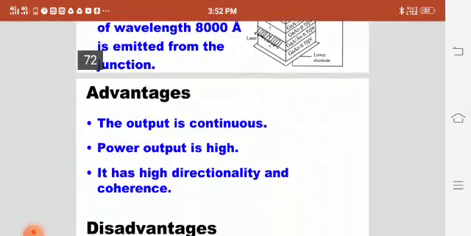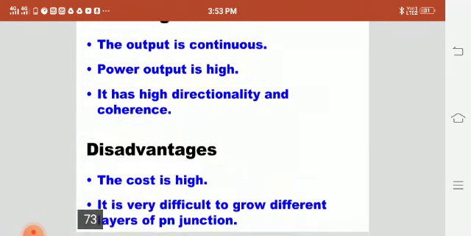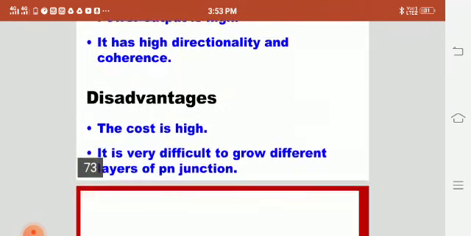Now we will move on to the advantages of heterojunction laser, where the output is continuous, not like homojunction laser. Power output is also high and it has high directionality and coherence. It has some disadvantages. Cost is high and it is very difficult to grow different layers of PN junction.